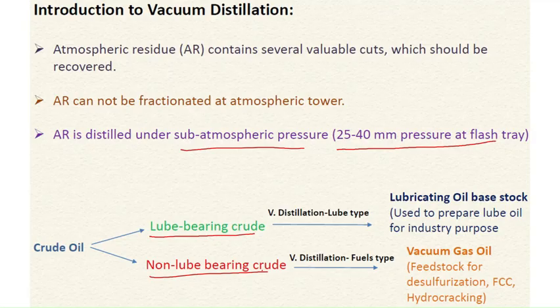So if that portion is present in the crude oil, then only we can extract the lubricating oil from the crude oil fraction. If lube bearing portions are not available in the crude oil, then we cannot produce the lubricating oil from the feedstock. Okay. And non-lube bearing is basically the vacuum gas oil. It is basically fuel oil, feedstock for different secondary processes, as I told, the different chemical processing such as hydrocracking, FCC, and all. So this vacuum gas oil acts as the feedstock for these chemical processes. Okay.